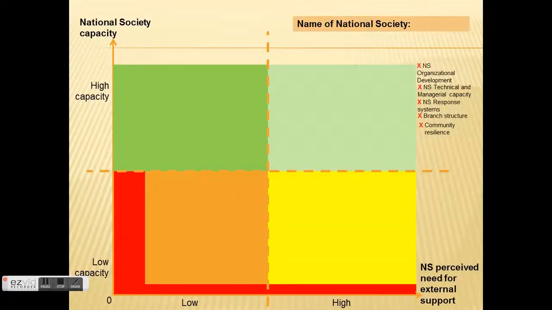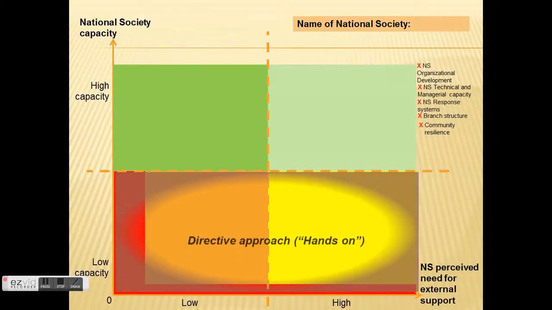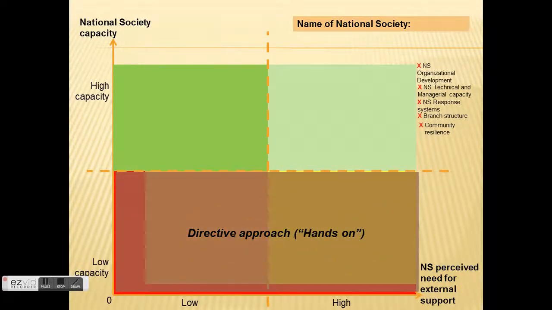So the key driver here, again, is the partner's capacity. In a national society with a low capacity, the lower half of our chart, we're talking about hand-holding. How do we help the national societies better understand their challenges and where to start? How can we help them get where they want to be? So this is the directive approach, more hands-on, requiring a heavier investment in time and resources for more limited results.